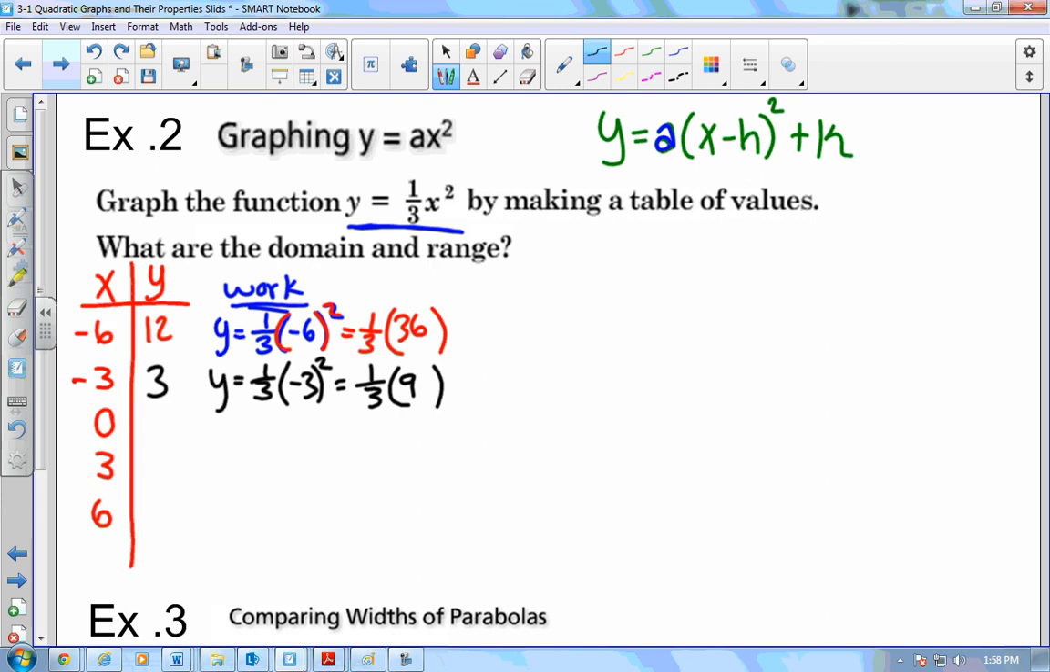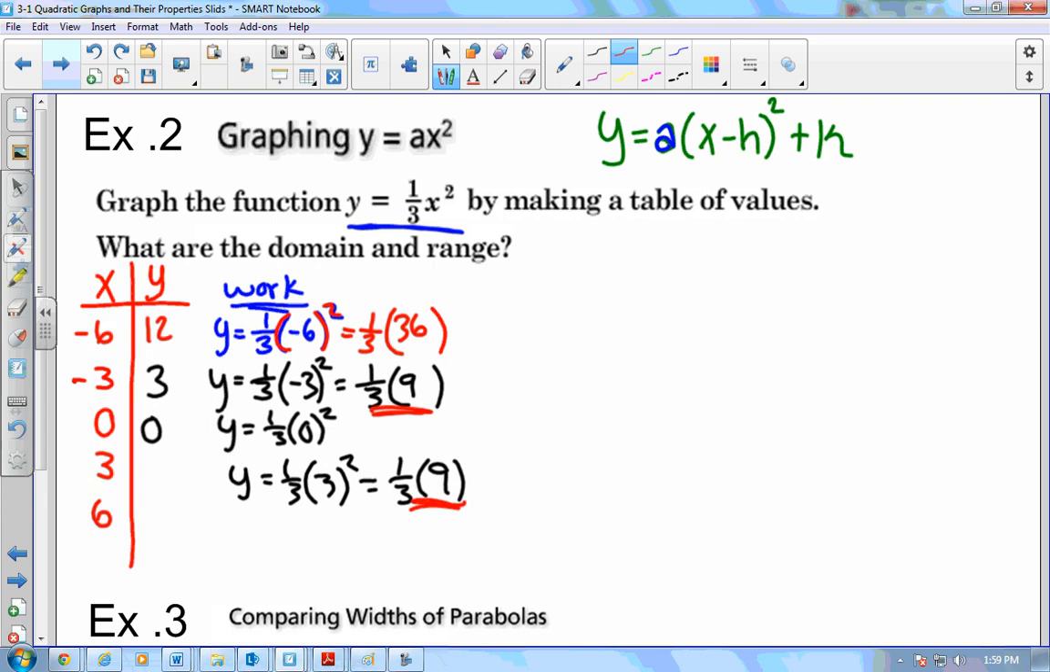Okay, another one. Y equals 1/3 times 0 squared. Well, isn't timesing by 0 just 0? That one's easy. Yes. Y equals 1/3 times 3 squared. Well, what's 3 squared? 9. Oh, this sounds familiar. 3 squared is 9. Isn't that the same as this guy? Yeah. So we found, what's this called? Vertex. So we have a turnaround point, which means at 6 we'll have 12.